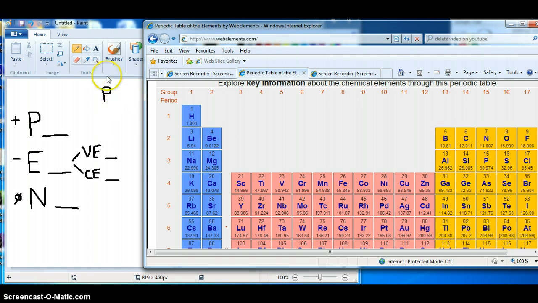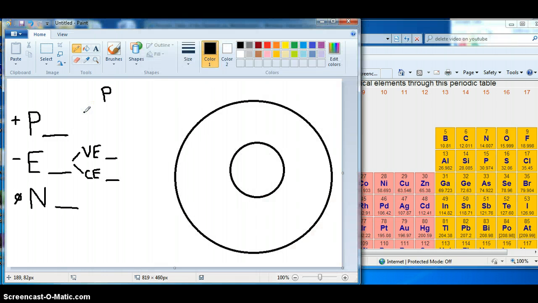We are going to be using the element phosphorus, which has an atomic symbol P, so we're going to find that on our periodic table, and it's right here. Atomic number 15, atomic mass of 30.9. In order to draw our model, we need to figure out how many protons, electrons, and neutrons phosphorus has.